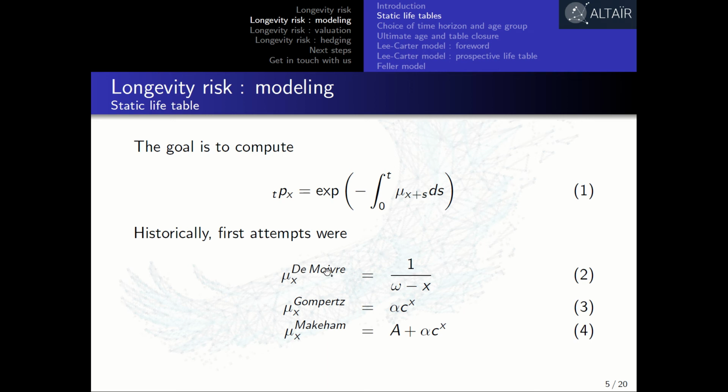Historically speaking, De Moivre was the first to postulate some dynamics for it. In 1724, he supposed that the lifespan of an individual was uniformly distributed between age 0 and an ultimate age omega. The force of mortality is therefore a function increasing with age. However, such a law very badly corresponds to the observed mortality.